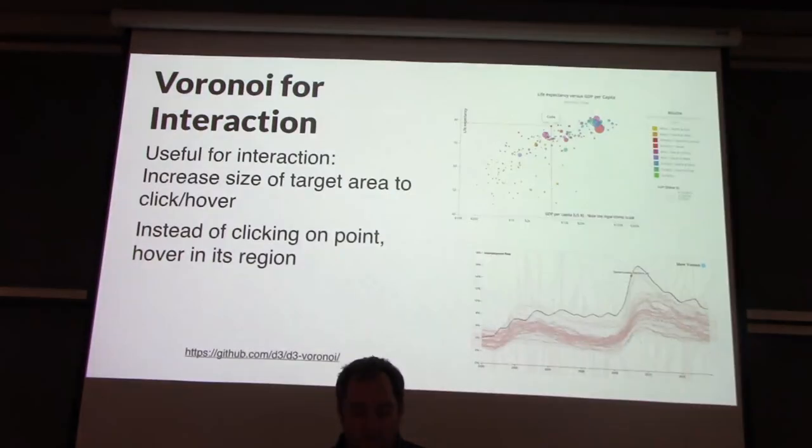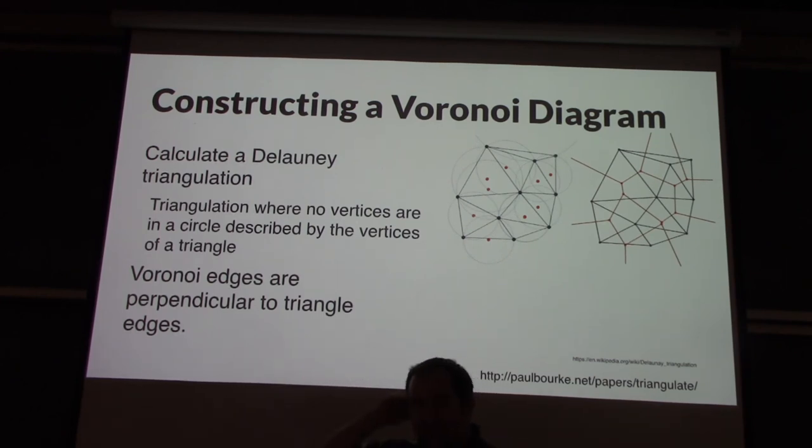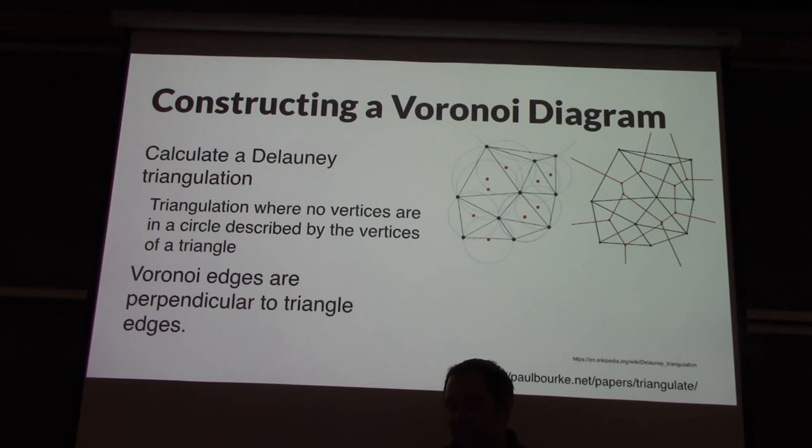So how do we create a Voronoi diagram? The best way to create a Voronoi diagram is to first create a Delaunay triangulation. The Delaunay triangulation is a triangulation where no vertex is inside a circle described by the vertices of a triangle. So what does it mean? It means that I take three nodes, and I don't have triangles yet. I try to draw a circle, and if there is no other node within that circle, then that is a valid triangle in a Delaunay triangulation. The algorithm essentially dynamically adds points. You start out with only three points, and then you add another point, and then you check your Delaunay triangulation again. And you can do this in a pretty efficient way.